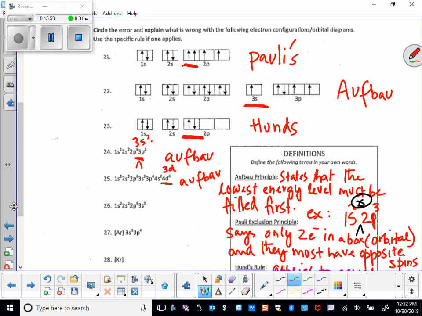Let's look at the next one. 1s2, 2s2, 2p6, 3s3. Can we place 3? So whose rule is that? Pauli's.